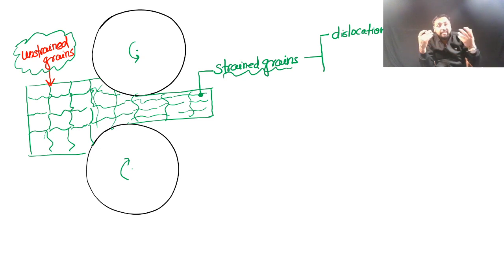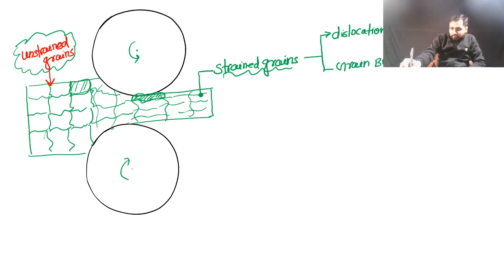Moreover, dislocation density increased. Not only that, you see here the grain is unstrained, and here the grain has been elongated. So this elongated grain will have more surface area as compared to this unstrained grain. As the surface area increased, that means the total grain boundary surface area increased, right? This is the grain, this is the boundary. As it elongates, total grain boundary surface area will increase. Grain boundary surface area increases, dislocation density increases.